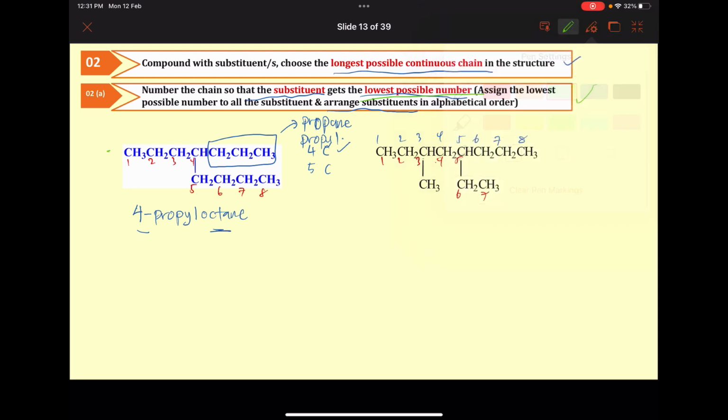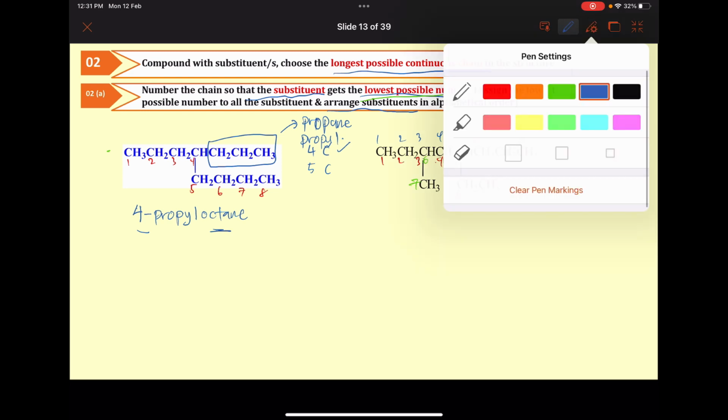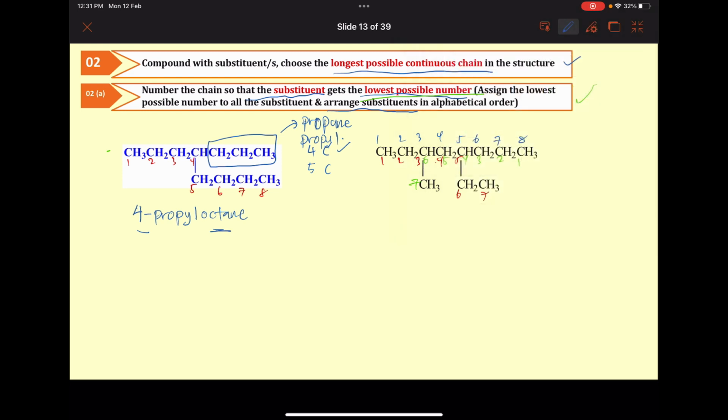Ataupun kita cari lagi, 1, 2, 3, 4, 5, 6, 7. Okay, kita sudah cari try and error. So which means the longest carbon chain is 8 carbon. So kita boleh padam lah the root line tu.